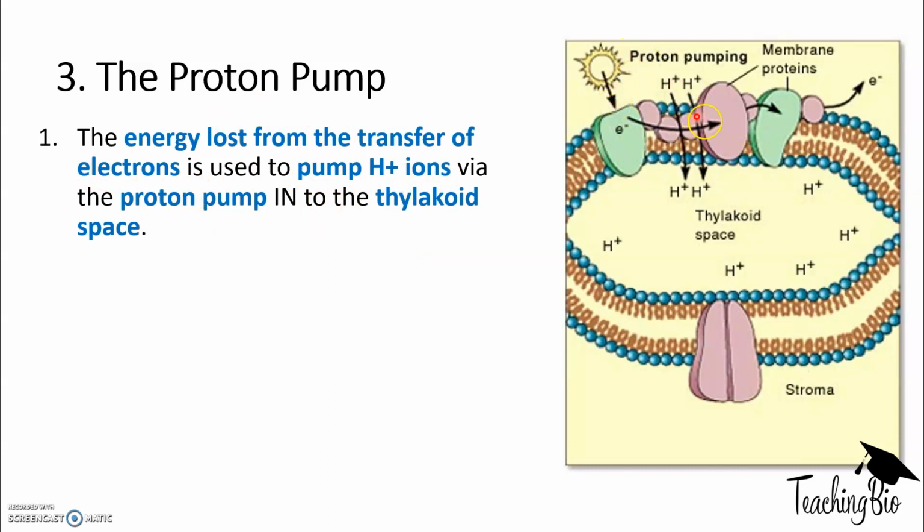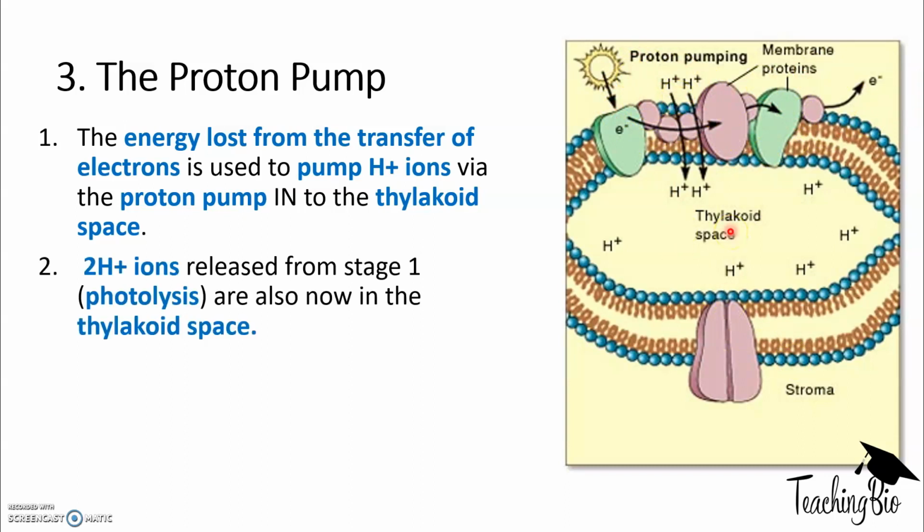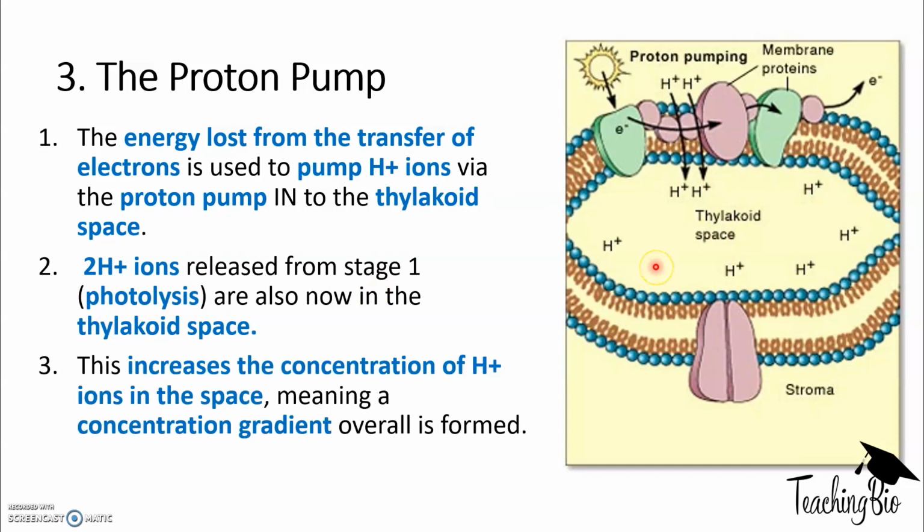So now the energy that we lose from the electrons we've been moving along, we'll use to move protons into the space. Remember the 2 protons from the start of photolysis, they also enter the thylakoid space. That will then create a higher concentration gradient of protons here compared to here.